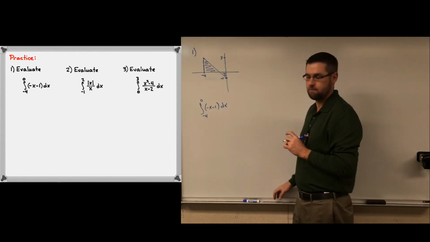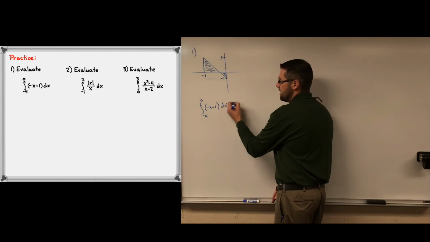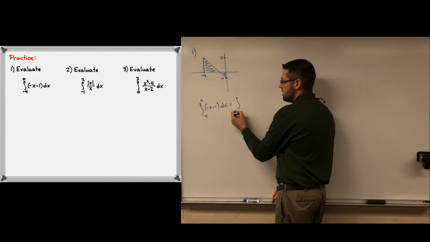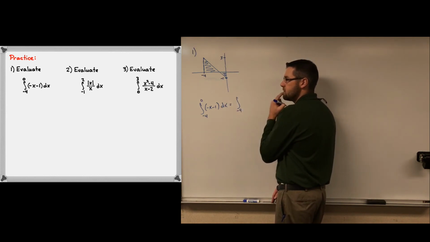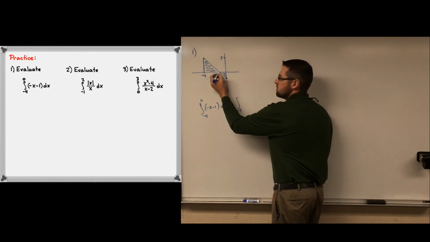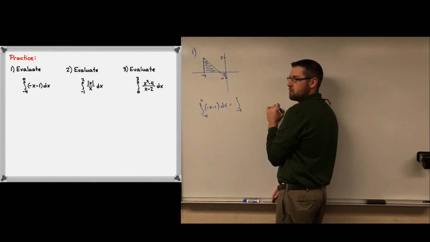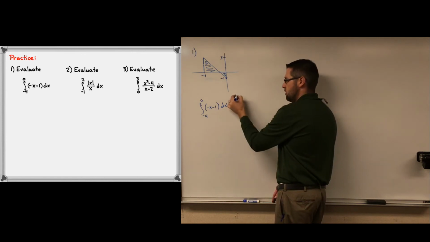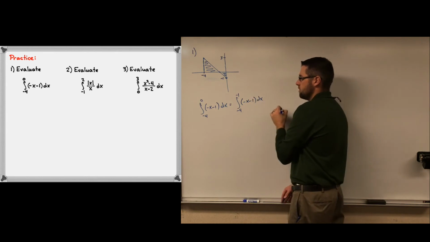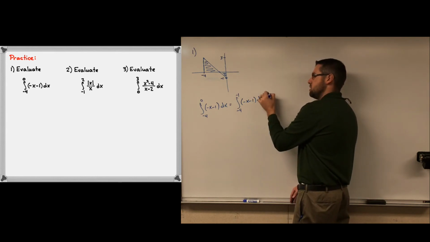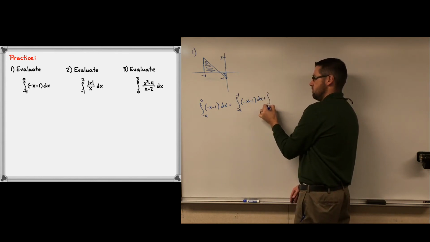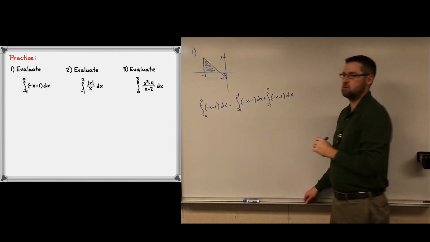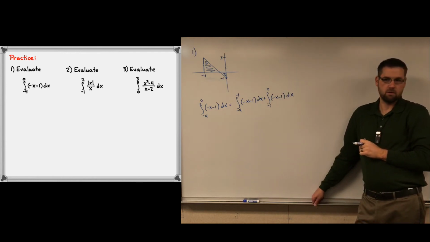A negative answer, right? So I'm going to break this down to say it's the integral from -4 to what point matters? That one, right? Wherever it crosses. What is it? -1 of -x minus 1 dx plus the integral from -1 to 0 of -x minus 1 dx. You okay with that?